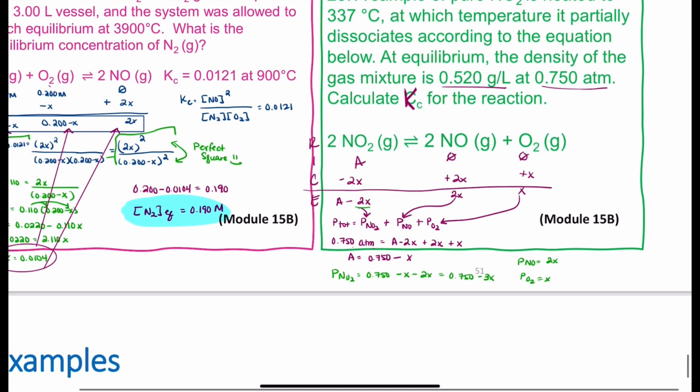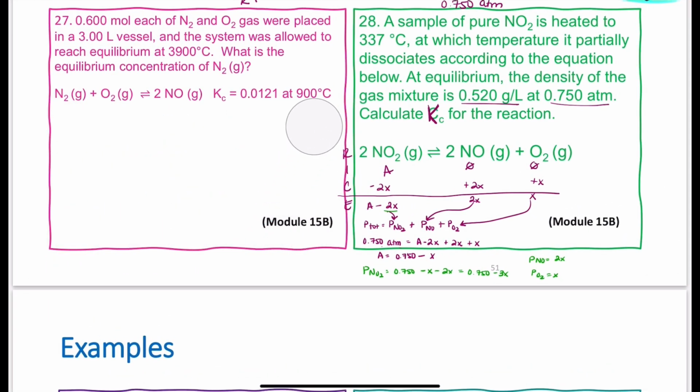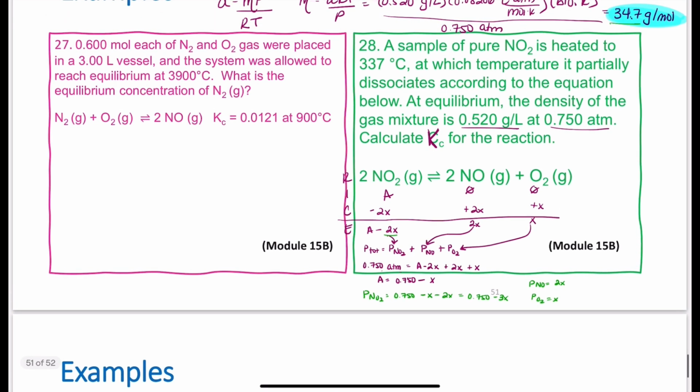Now, I definitely do not have space for this. Okay, we're going to erase this for space, and we're going to work over here. I know that my molar mass is 34.7 grams per mole, and I know what my species are, partial pressure-wise, at equilibrium.